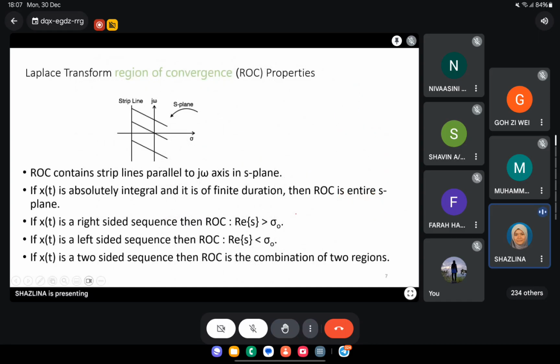Laplace transform, region of convergence, ROC. When you studied your mathematics, did you learn about ROC also?